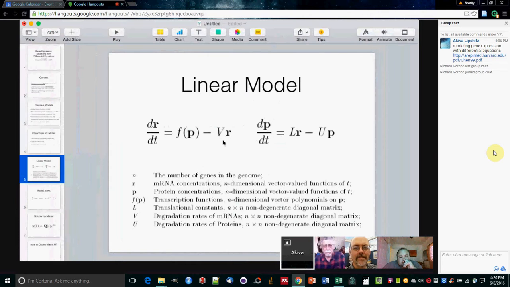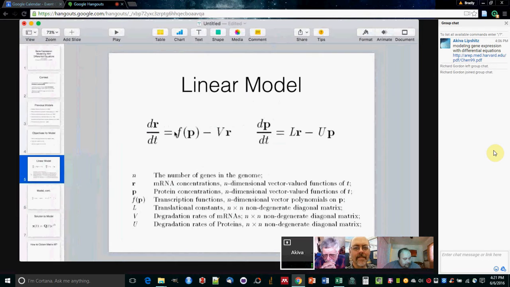So there are two equations here, two differential equations. One of them models the derivative of mRNA concentration, and the other models the protein concentration. I don't know what the technical term for it is, but it's a vectorized differential equation. So all of these variables are vectors.